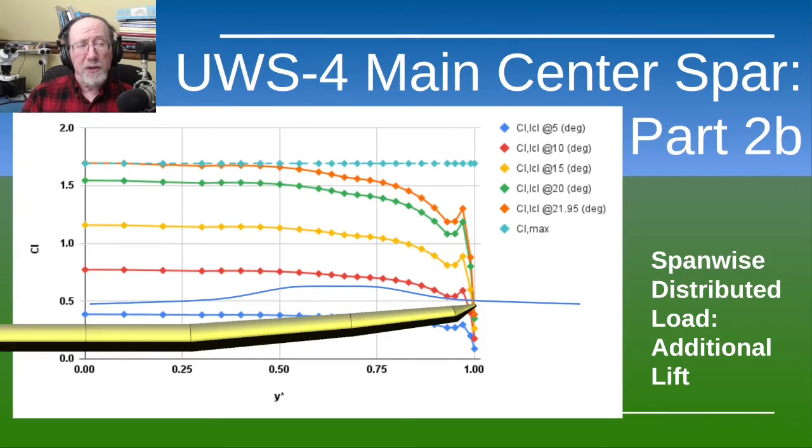Now, there's lots of other loads that go on the center spar, like landing gear loads, the loads from the tail boom, loads from the fuselage, loads from the engine, but those are all point loads, at least where they attach to the spar. What I'm interested in here is the distributed load.